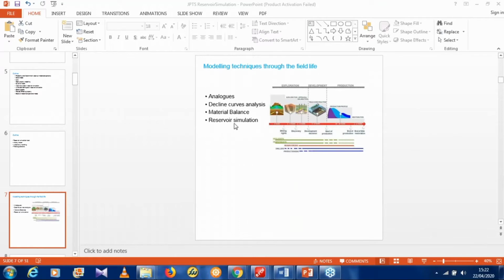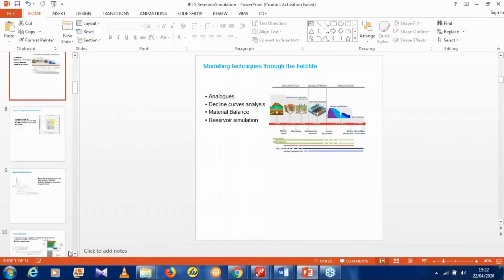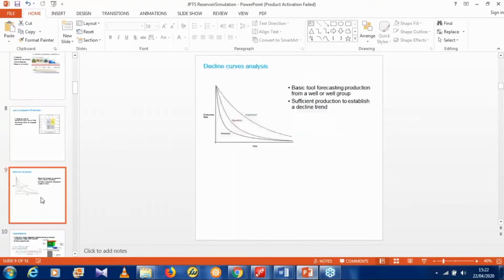We have the reservoir simulation, which is the main bone of contention. This is what a decline curve looks like. It's a basic tool for forecasting production from a well. Then we have sufficient production. Today we are just going to focus on reservoir simulation as the focus for this particular class.